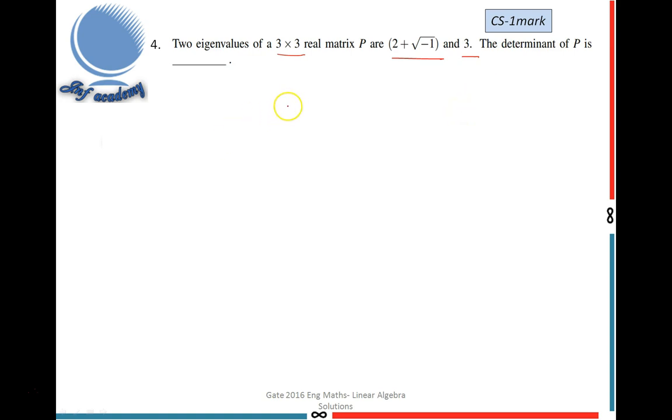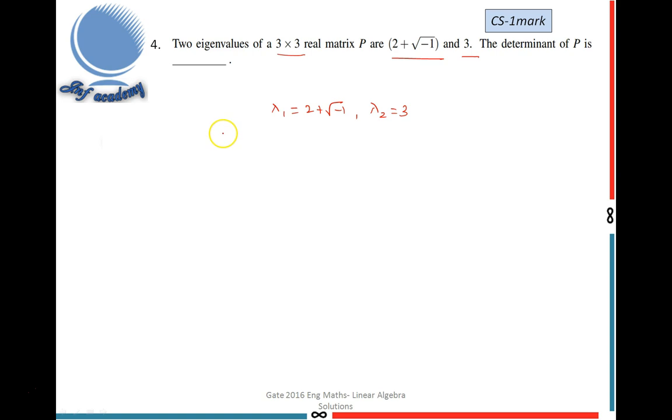Given two eigenvalues, that is lambda 1 equal to 2 plus root minus 1 and lambda 2 equal to 3. But the matrix is a 3 by 3 matrix, so it has 3 eigenvalues. So first I find the other eigenvalue. The eigenvalues are the roots of the characteristic equation. This is the definition.